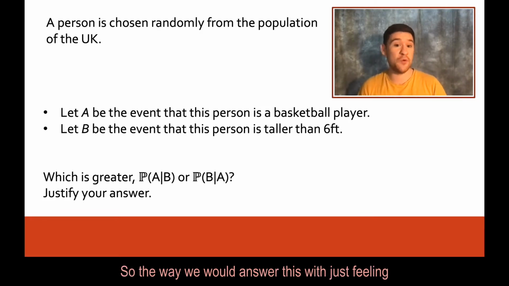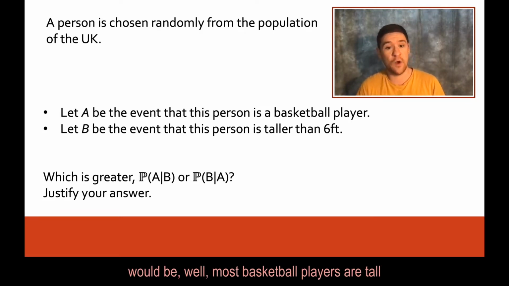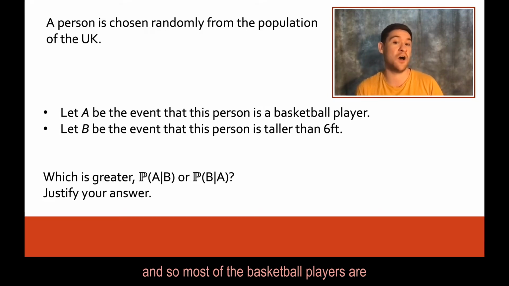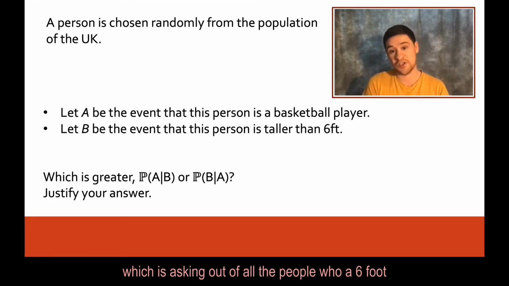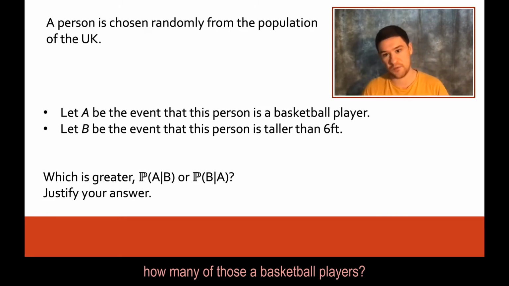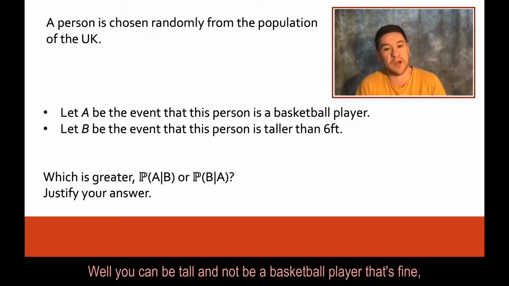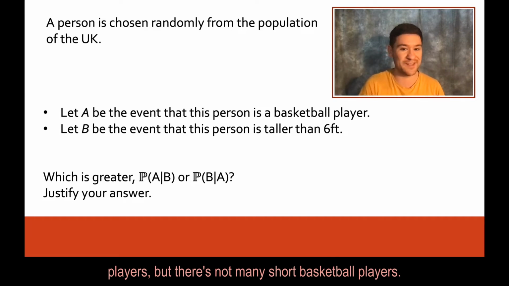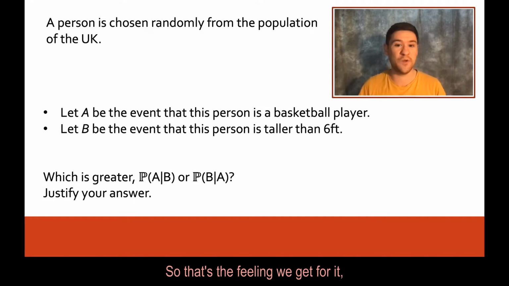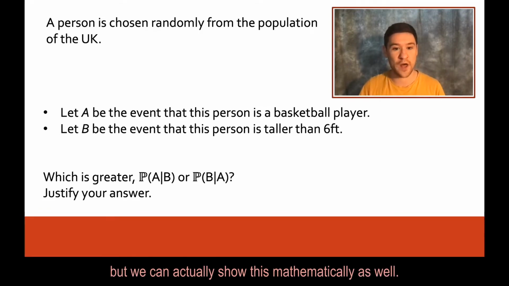Just the way we would answer this with a feeling would be, well, most basketball players are tall, so most of the basketball players are bigger than 6 foot, so that must be bigger than the other thing, which is asking, out of all the people who are 6 foot, how many of those are basketball players? Well, you can be tall and not be a basketball player, that's fine, and there's plenty of people out there who are tall and are not basketball players, but there's not many short basketball players. So that's the feeling we get for it, but we can actually show this mathematically as well.